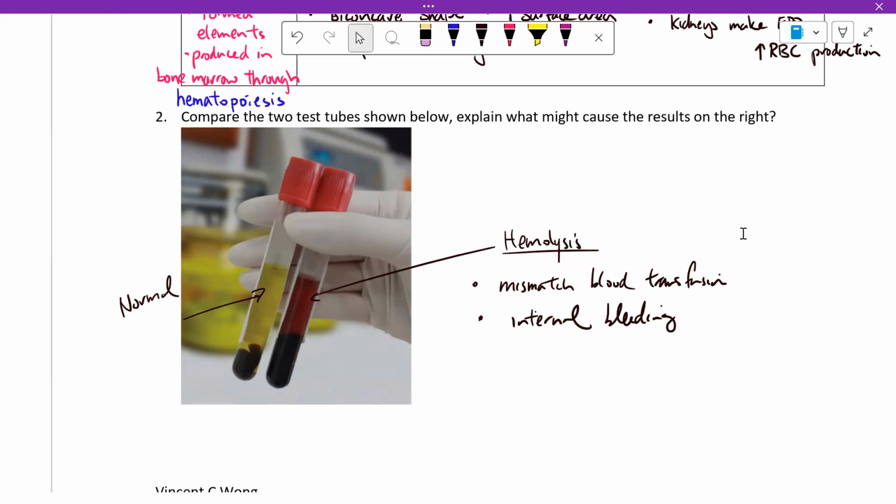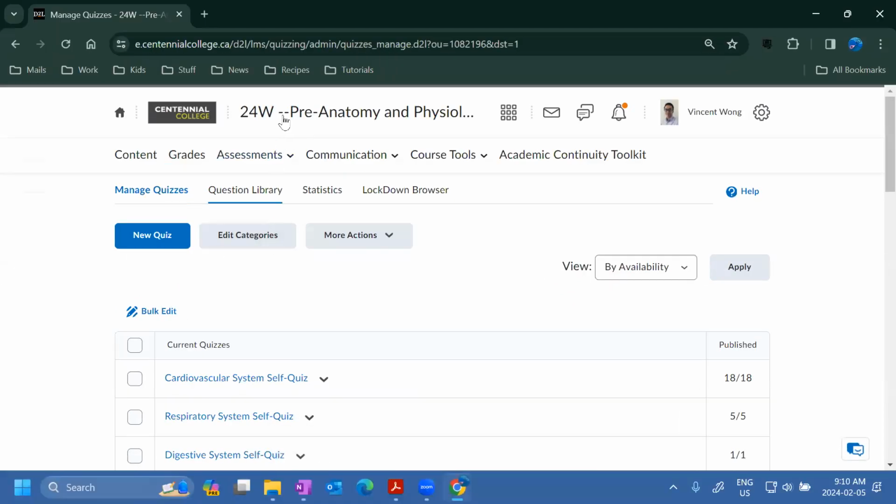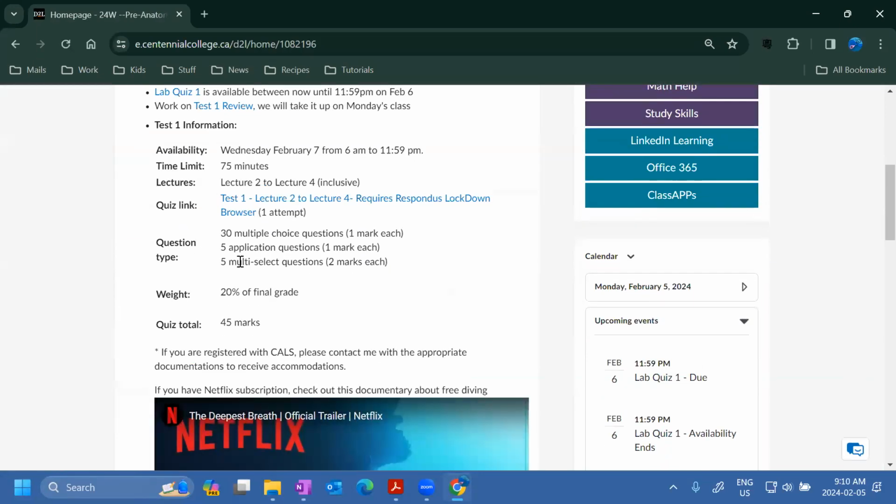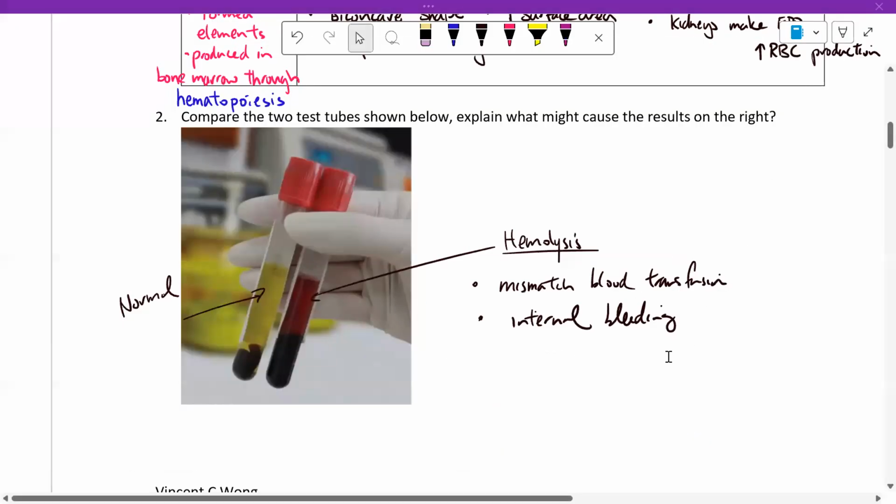But don't worry too much. There are only how many? 5, I think that's what I said. 5, right? So it's not the end of the world if you don't get them. It's only 1 mark each. So just try your best and you will be okay.